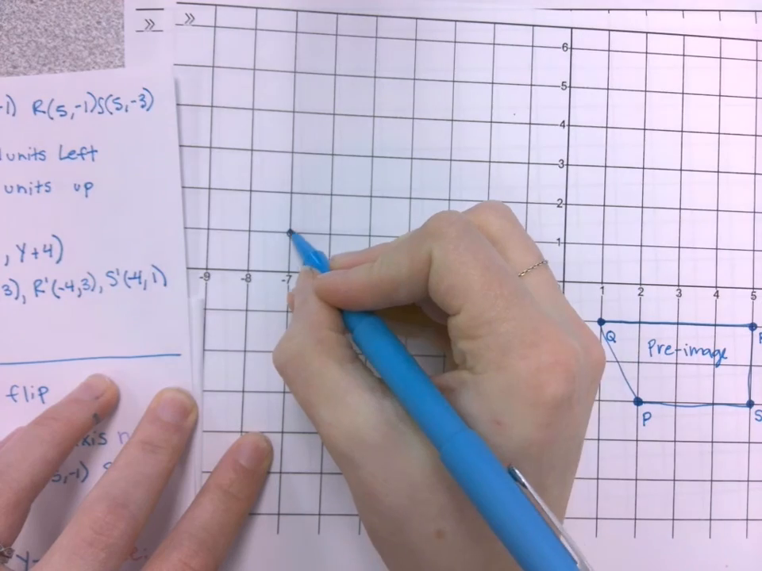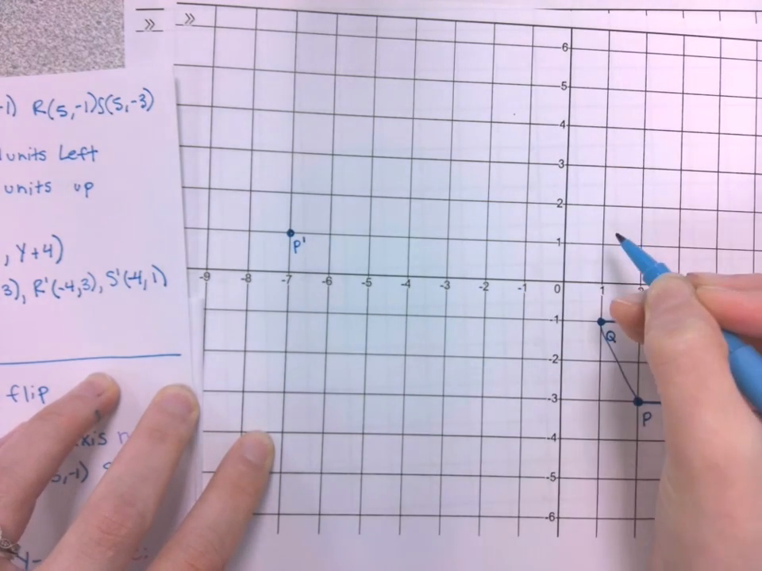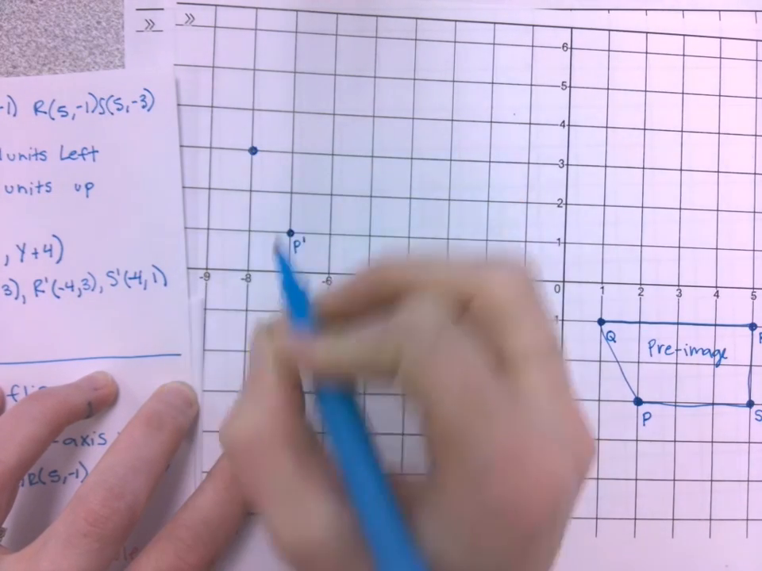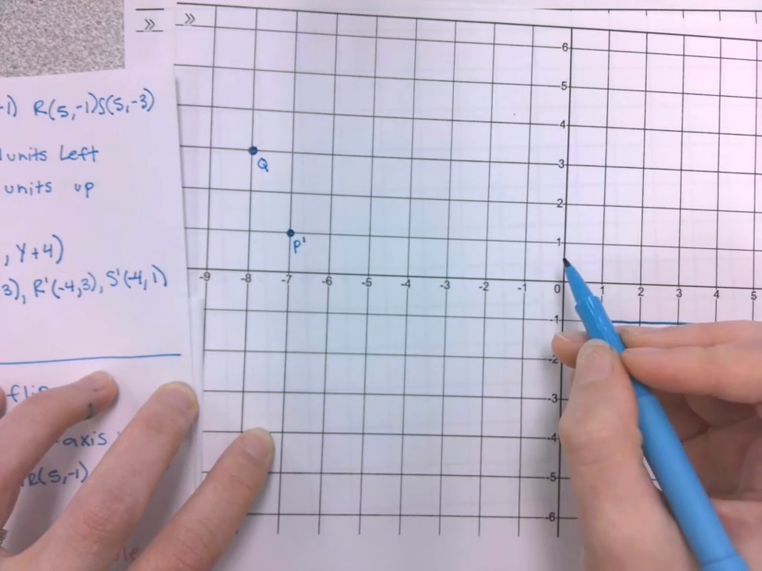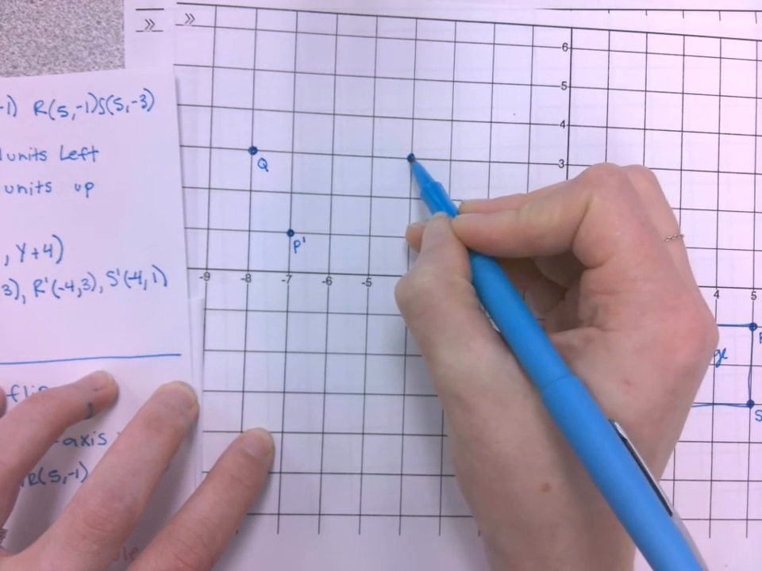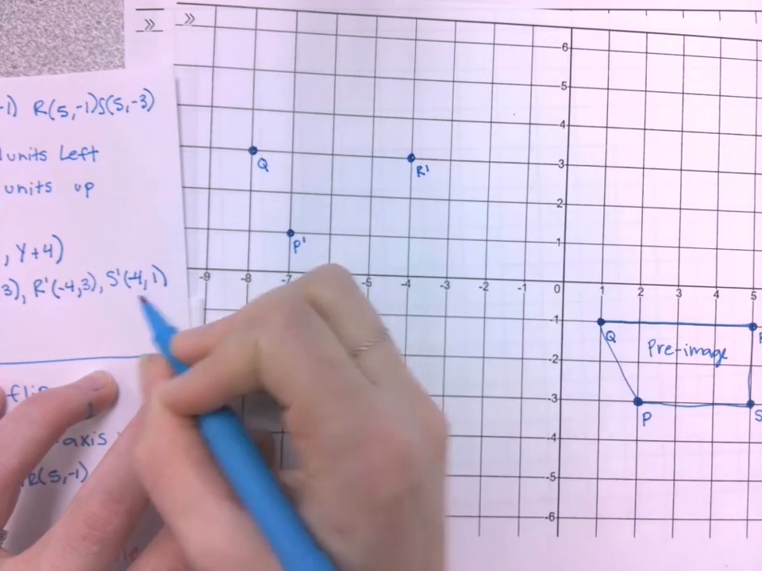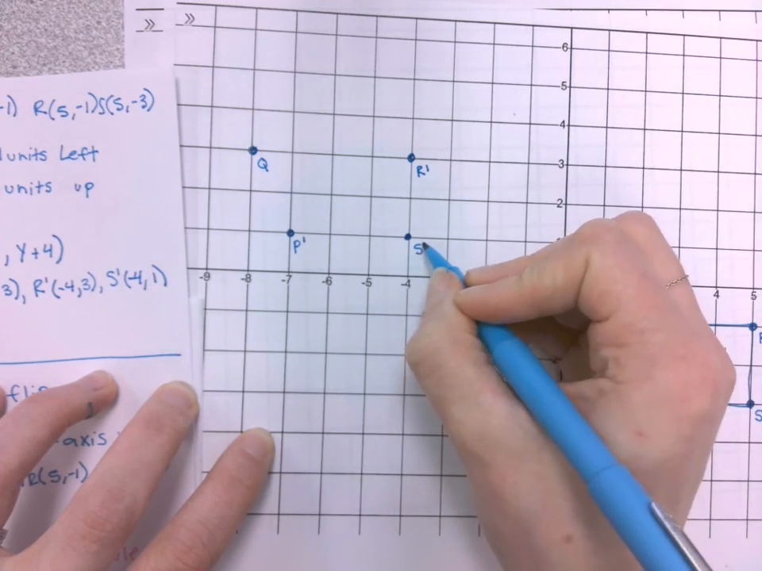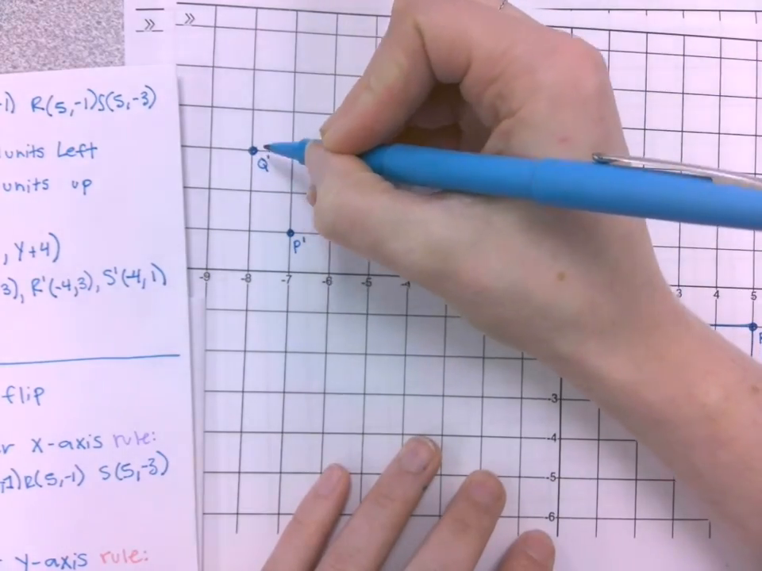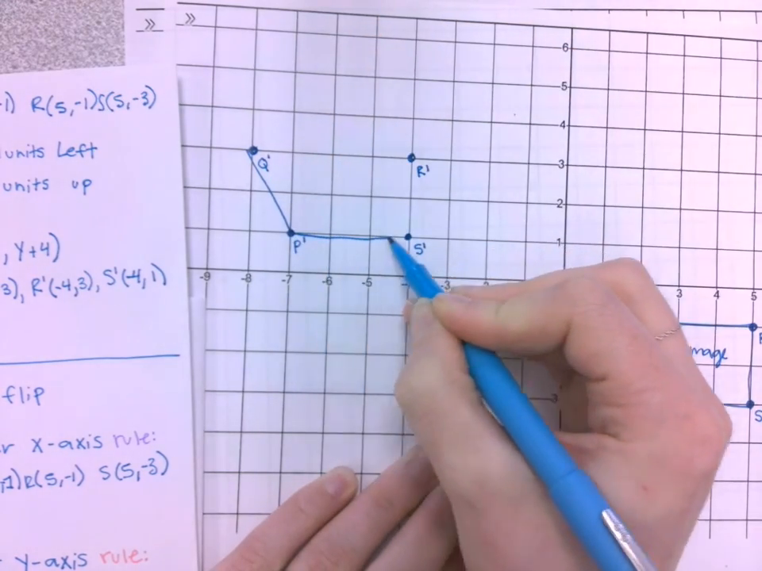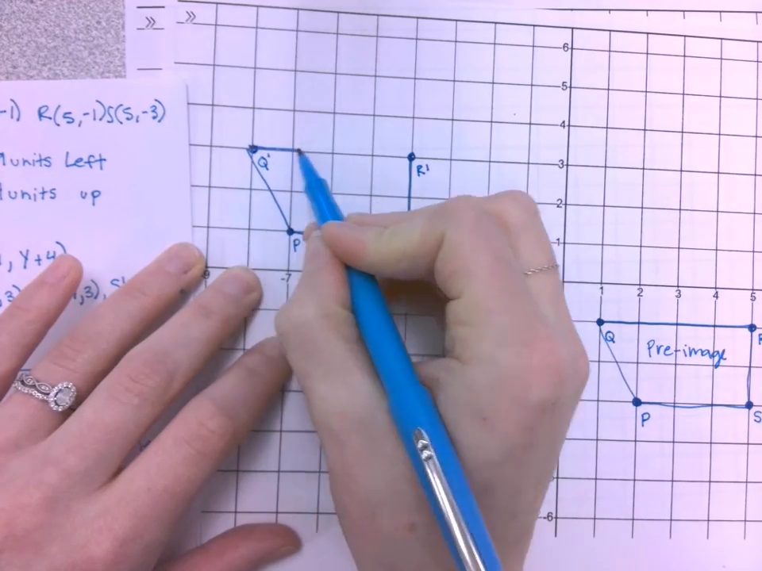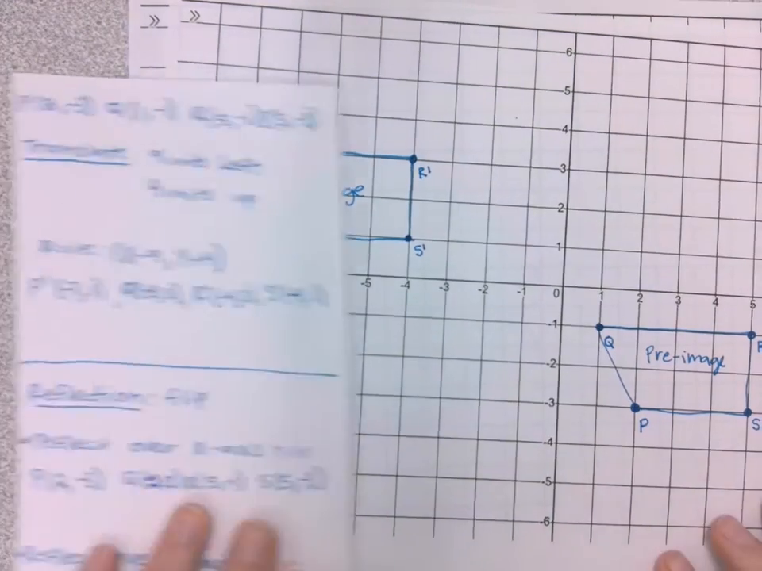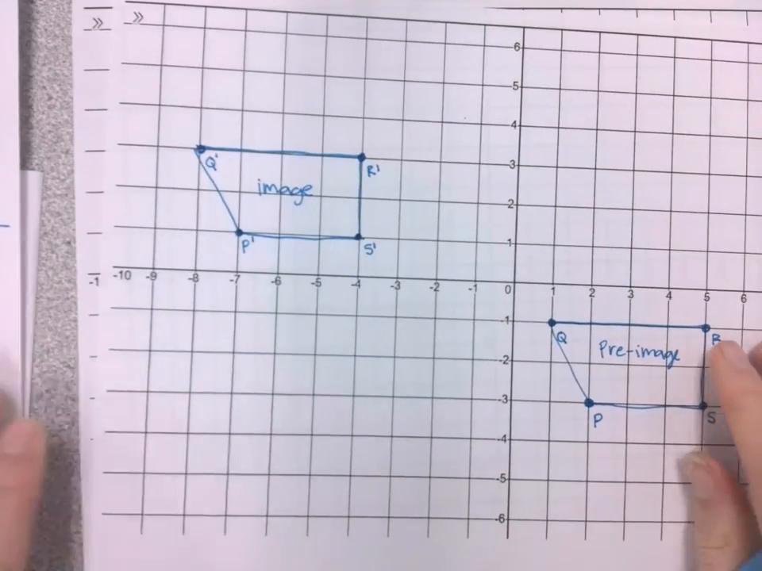Negative 7, 1. I'm going to label it P prime. Negative 8, 3. That would be Q prime. Negative 4, 3. R prime. Negative 4, 1 would be S prime. Okay, so here's my new shape. This is what we call the image. That's all we did. We used our rule and then we graphed our new ordered pairs.